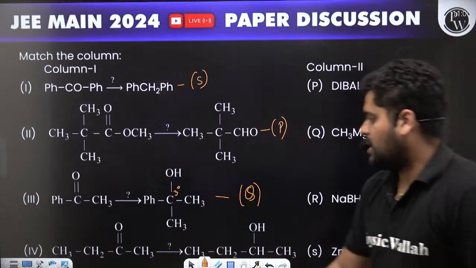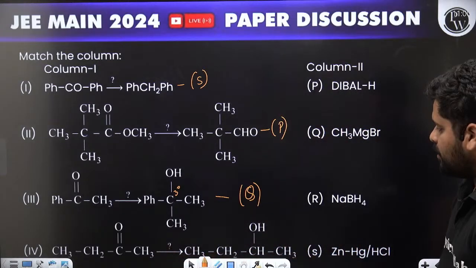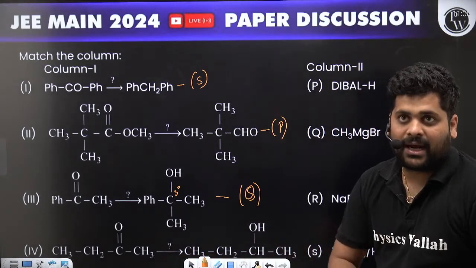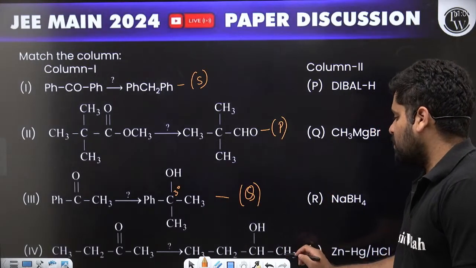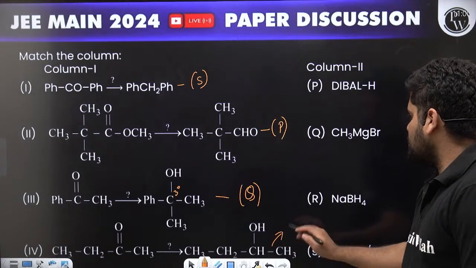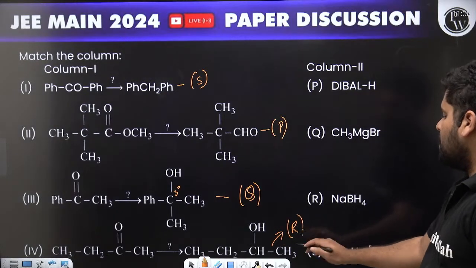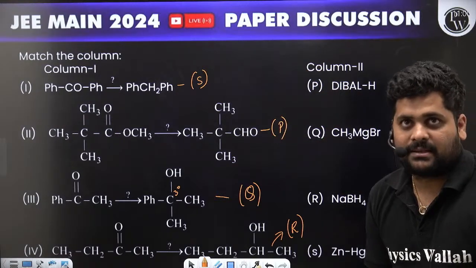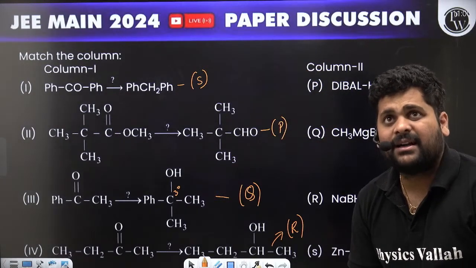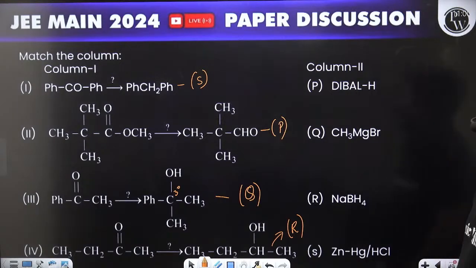NaBH4, R. See, you have a ketone getting converted into a 2-degree alcohol. It is undergoing reduction. So NaBH4 reduces a ketone to a 2-degree alcohol. The correct answer for this should be R. So your order for this question should be SPQR. That's it. Clear, everyone? Now, moving on to the next one after this.